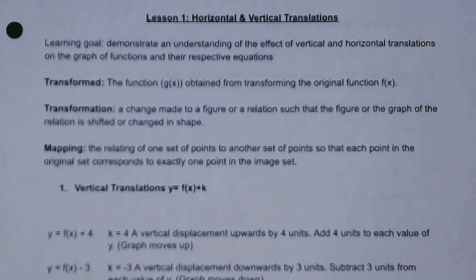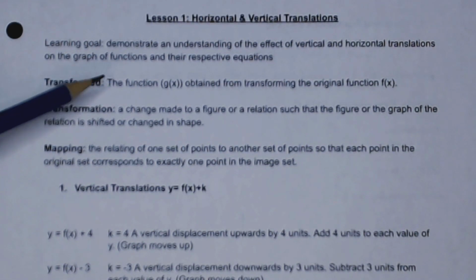Now, what we're looking at in this unit is how graphs change when we do operations to their functions. So we have some terminology here. The first term is transformed. The function g of x obtained from transforming the original function f of x. Okay, so f of x and g of x are just names for the functions that we're working on.